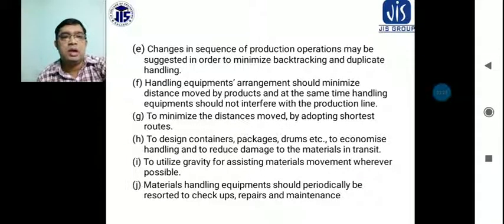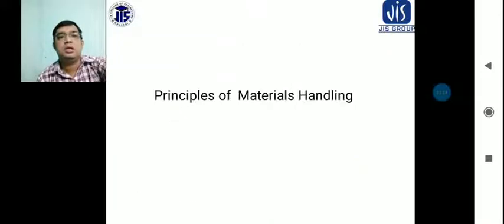To design the containers, packages, drums, etc. to economize handling and to reduce damage to the materials in transit. Another thing is to utilize gravity for assisting materials movement wherever possible. And another thing is that materials handling equipment should periodically be checked, and repair and maintenance also will be considered here.